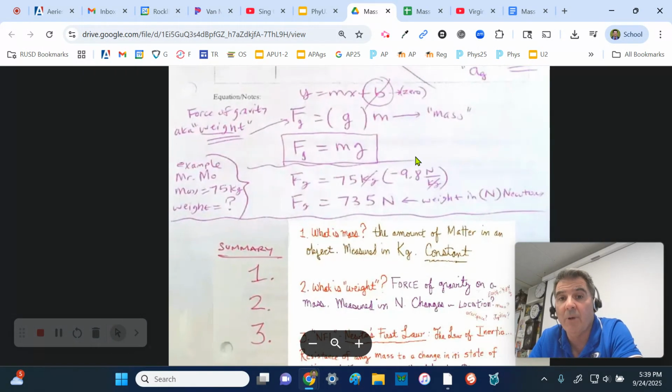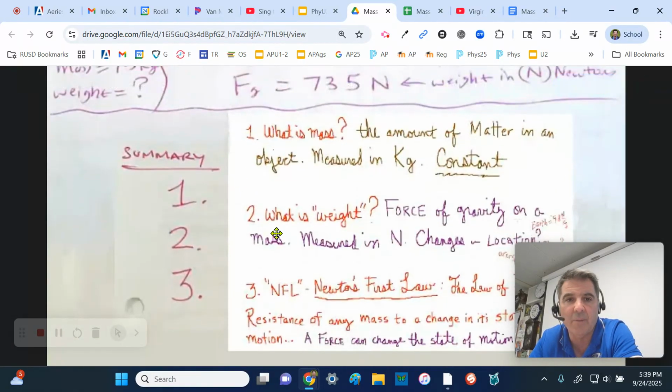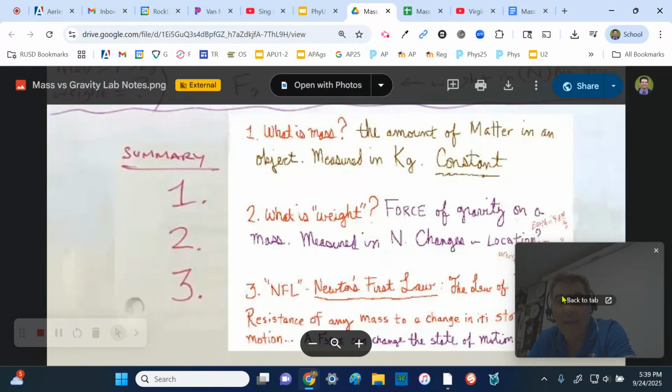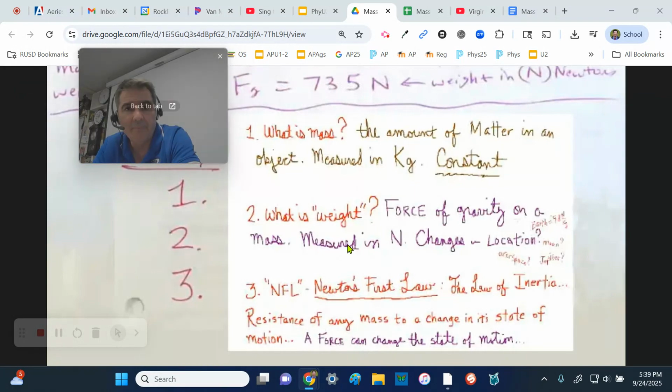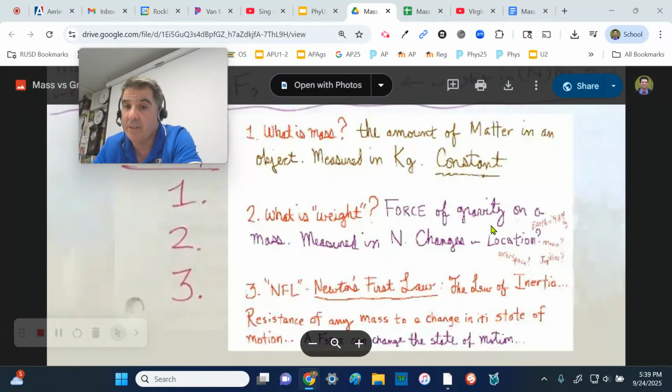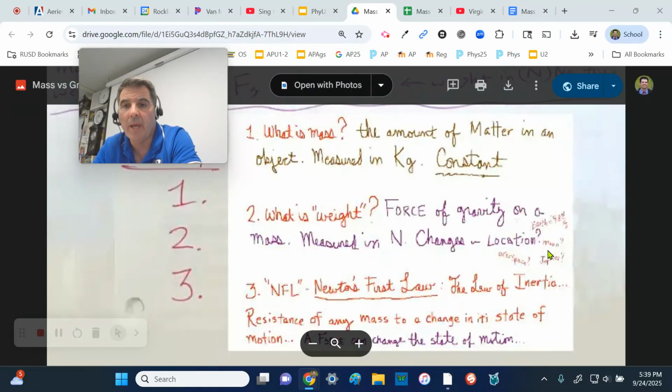And then we have our summary. There's three things for the summary. What is mass? Mass is the amount of matter in an object measured in kilograms, and it's constant, which means it is the same everywhere. What is weight? Weight is the force of gravity on an object, or the force of gravity on a mass. It's measured in newtons, and it changes based upon your location: Earth, outer space, moon.